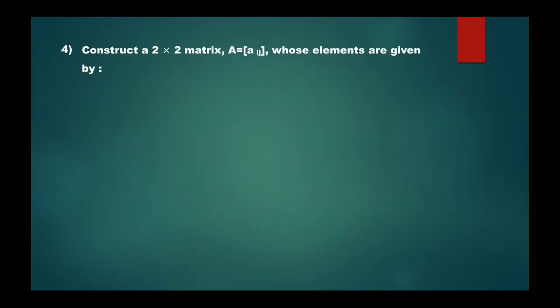Construct a 2 cross 2 matrix A equal to [aij] whose elements are given by the following. A 2 cross 2 matrix has 2 rows and 2 columns, so basically it's a square matrix. They have given us 3 questions. First, aij is equal to (i plus j) the whole square by 2. Second, aij is equal to i by j. And third, (i plus 2j) the whole square by 2. So let's see how we can do it.